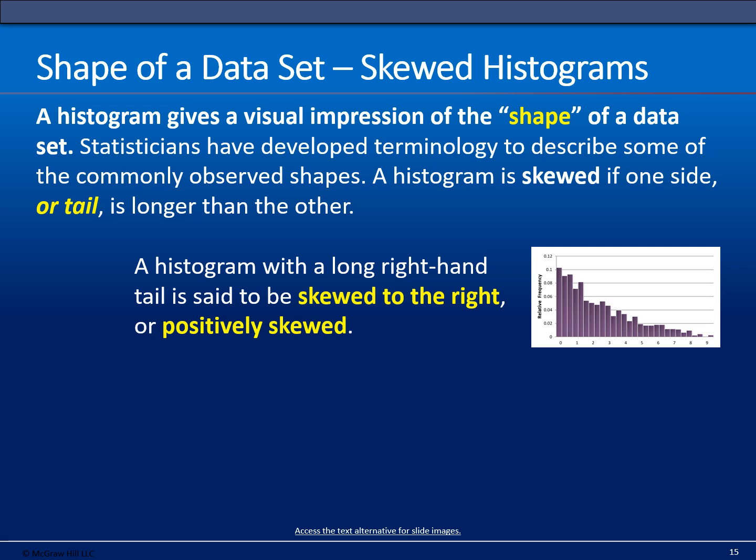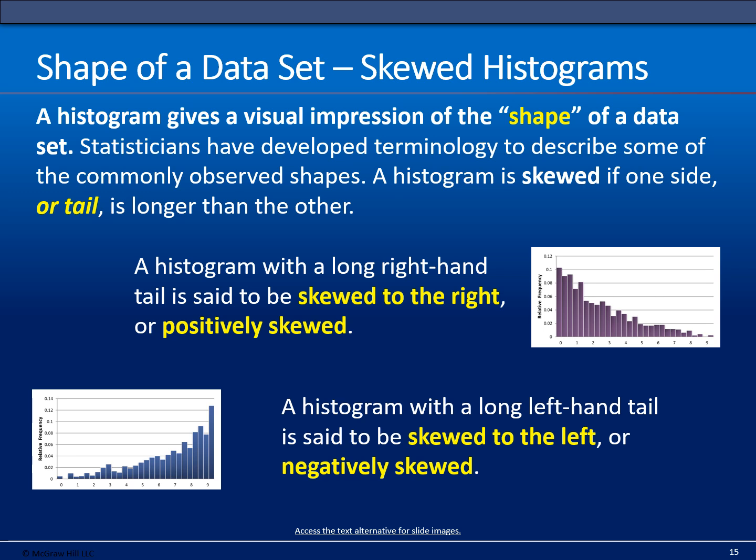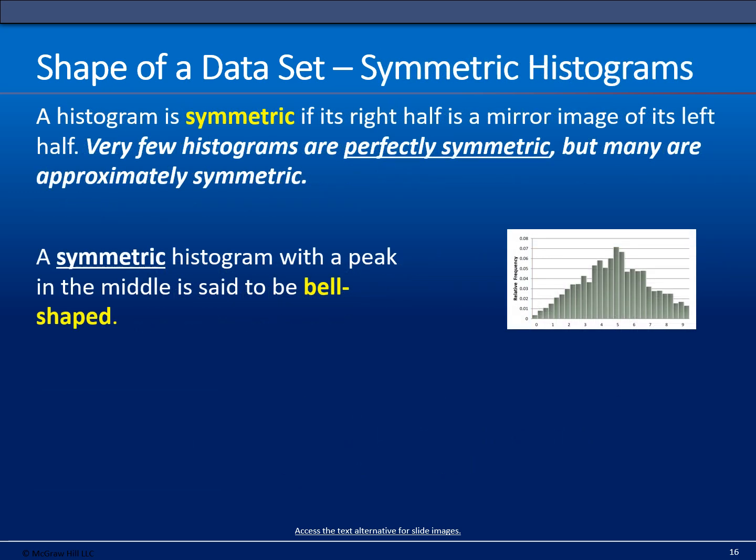If the tail is going down to the right, we call this skewed to the right or positively skewed. As we are going up in values, the frequency is going down. If the tail is off to the left toward the negative direction, we say it's skewed to the left. Again, I'm thinking this looks like the alligator's tail, and it's pretty easy to remember. Skewed left means the tail is to the left, skewed right means the tail is to the right. We also sometimes say right-tailed and left-tailed.